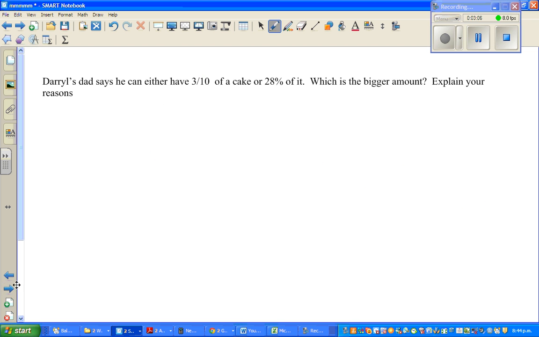Okay, let's look at one more question. Daryl's dad says he can either have 3/10 of the cake or 28% of it. Which amount is bigger? So you have got 3/10 or 28%. Okay, so 28% is 28 out of 100. Percent is out of 100.